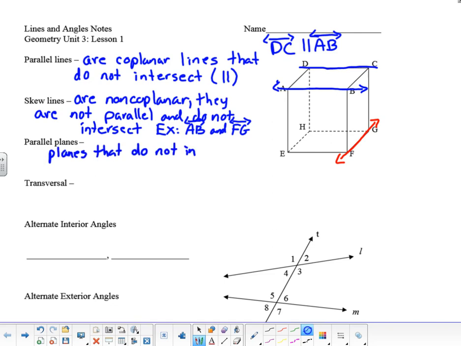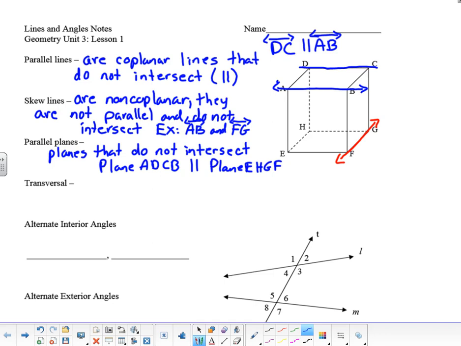So if we're looking at this diagram here, what would be parallel planes? Well, we could take the top of our box, plane ADCB, which would be parallel to the bottom of the box, plane EHGF. Okay, so we've got parallel lines, coplanar lines that do not intersect, skew lines, non-coplanar lines that are not parallel and also do not intersect, and then we've got parallel planes.